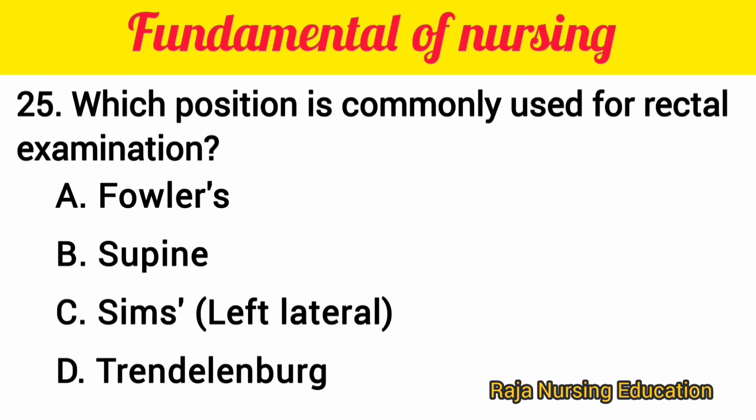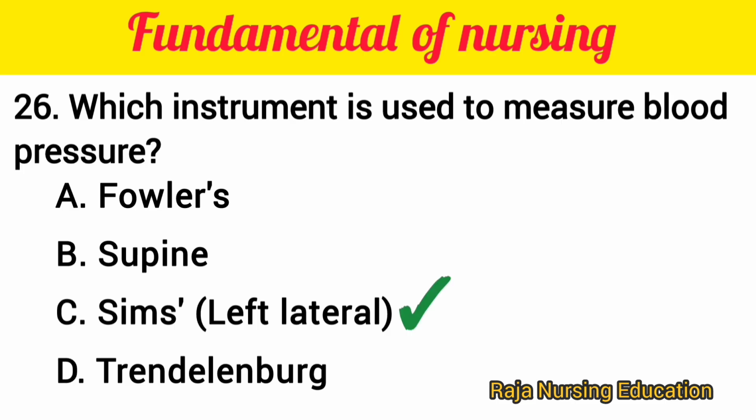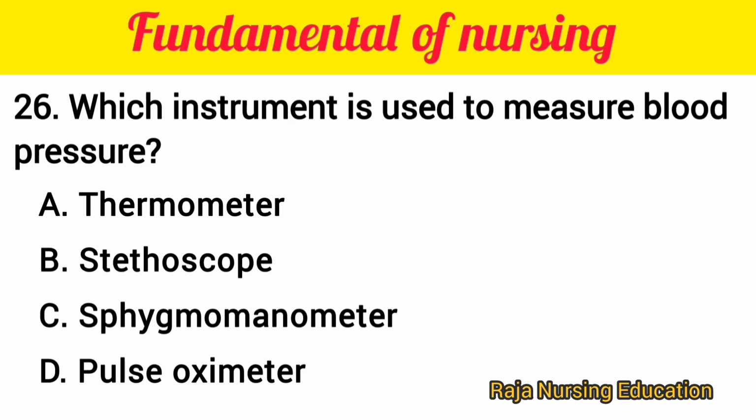Which position is commonly used for rectal examination? The answer is C. Sims left lateral position is used for rectal examination. Which instrument is used to measure blood pressure? The answer is C. Sphygmomanometer is used to measure blood pressure.